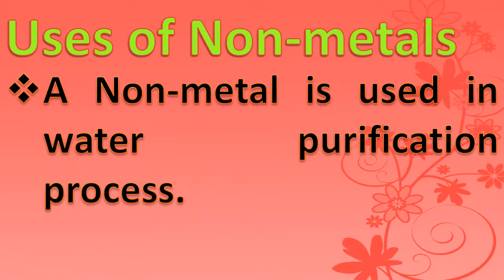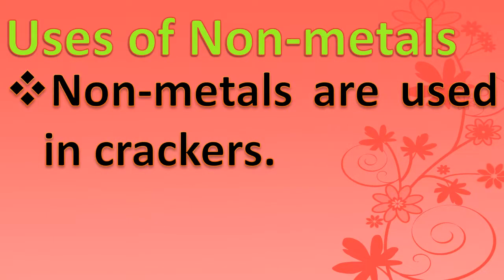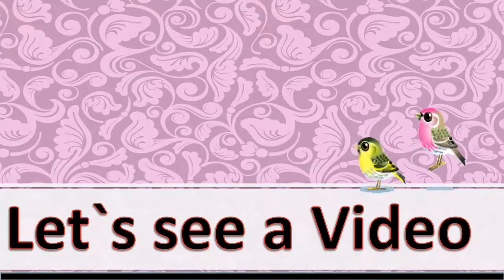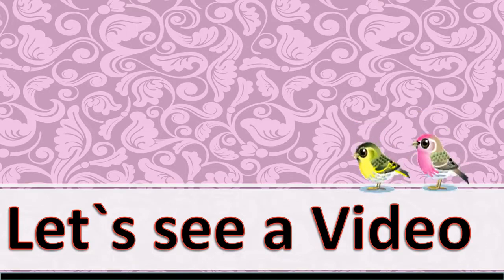A non-metal is used in water purification process. Can you guess the name of that non-metal? Yes, it is chlorine. Some non-metals are used in crackers. Now you have to find the names of those known non-metals which are used in crackers. Let's see a video together for better understanding of this concept.